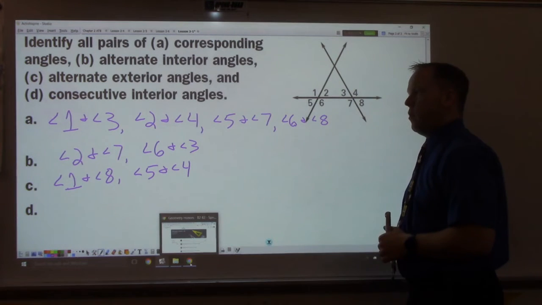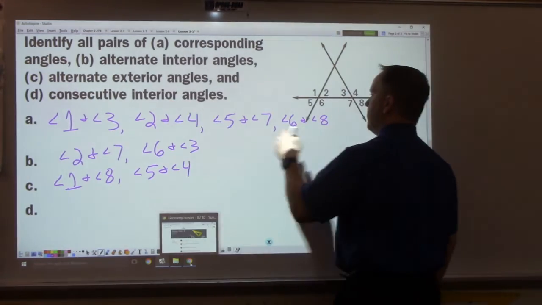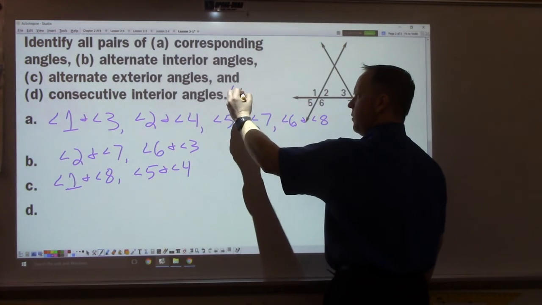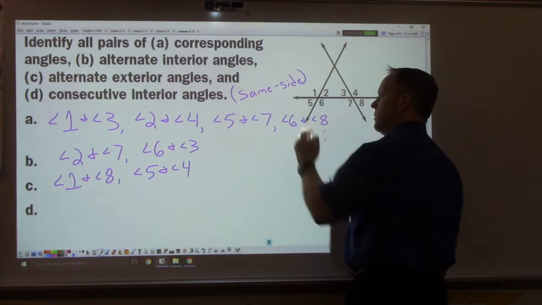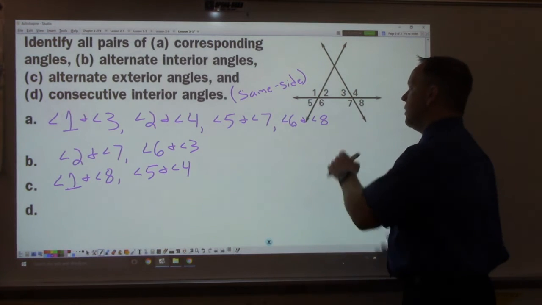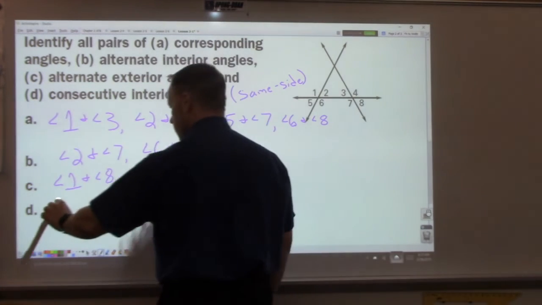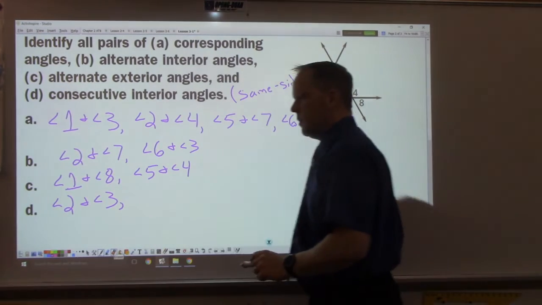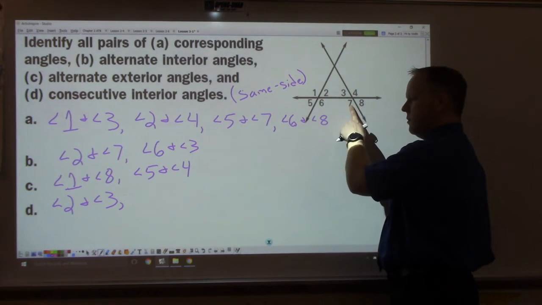Letter D, they want me to name the consecutive interior angles. Now again, we're back on the inside. Remember, the inside is right in here. Consecutive interior angles are sometimes called same side interior angles because they're on the same side of the transversal. So 2 is on the same side of the transversal as angle 3. And then the other pair, 6, is on the same side as angle 7.